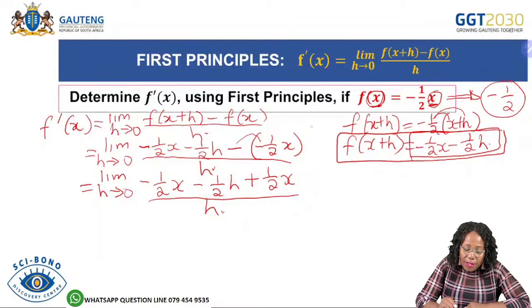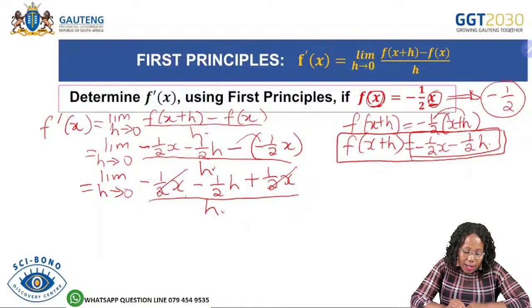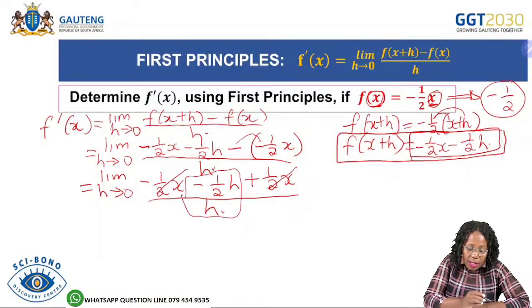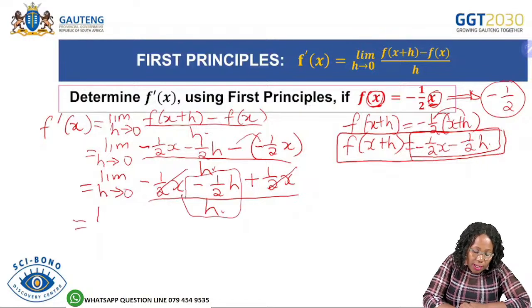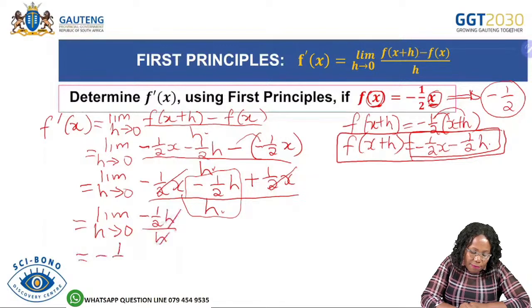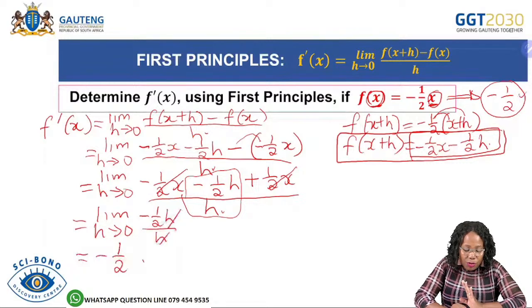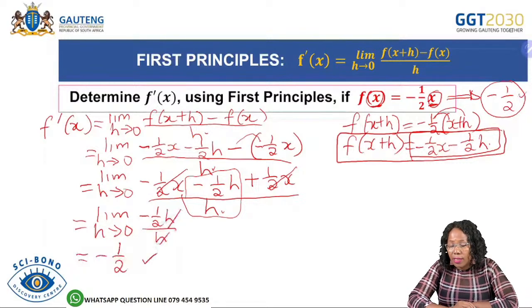Right, after removing the bracket, there must be some subtraction or cancellation. Half x minus half x gives you a 0. Can you see we are only left with what is having h here? Okay, this is the limit of h approaching 0. We are left with minus half h over h. Then the h will cancel. Your answer is what, grade 12? Minus a half. Can you see, exactly what we predicted to be our answer is the answer then?